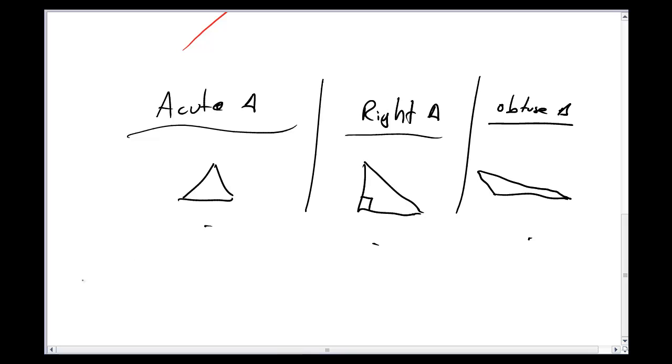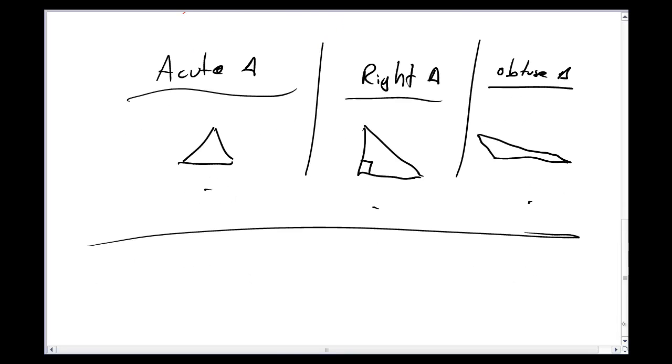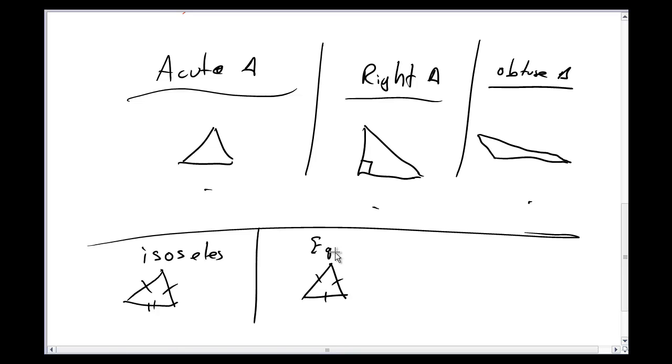So that's how you measure or talk about triangles based on their angles. You can also talk about them based on their sides. If a triangle has two sides that are the same, and a third side that's different, that's called an isosceles triangle. If it's got three sides, which they all do, and all three sides are the same, that's going to be called an equilateral triangle. Equilateral, the equi meaning equal.